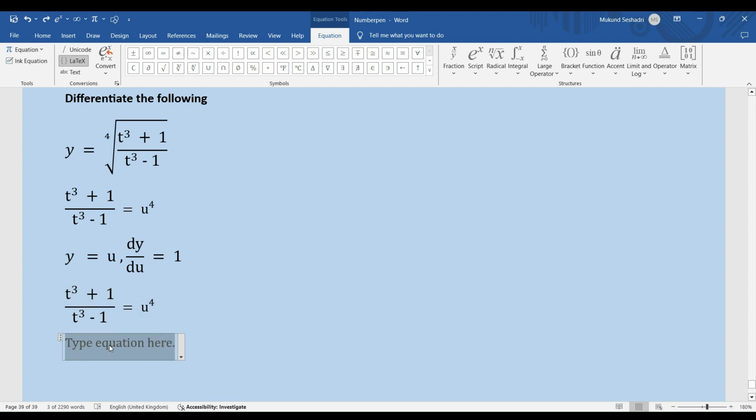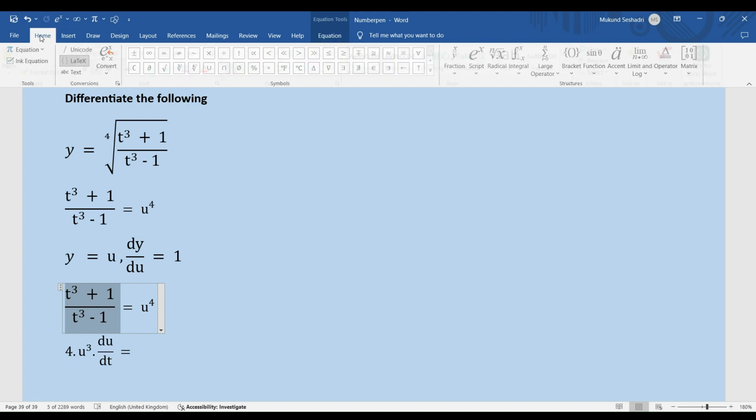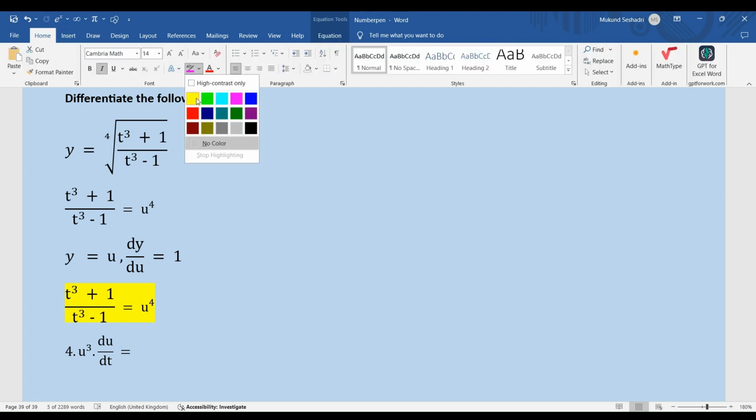So I differentiate on either side. I get 4 times u cube into du by dt, and that becomes equal to, I'm sorry, du by dt, and I will have to differentiate this particular expression, right? Let me highlight it in yellow. t cube plus 1 divided by t cube minus 1, right?